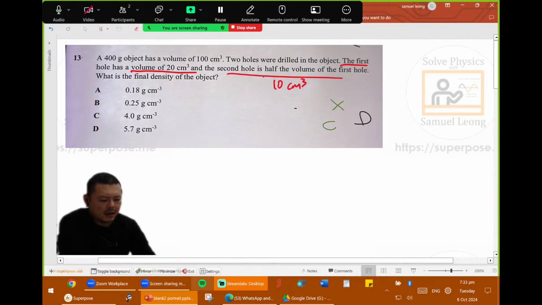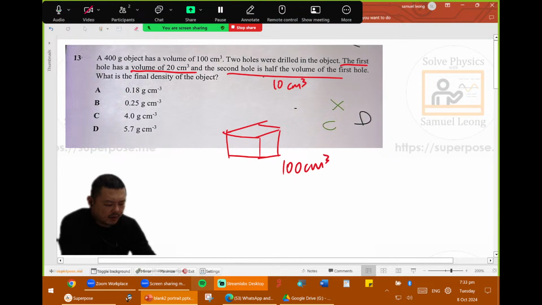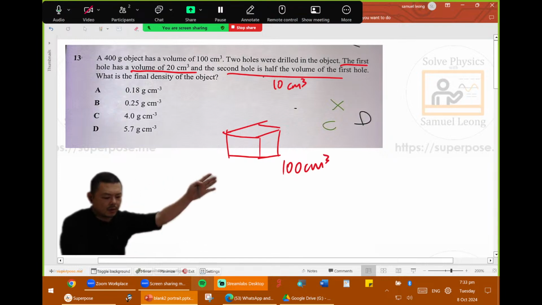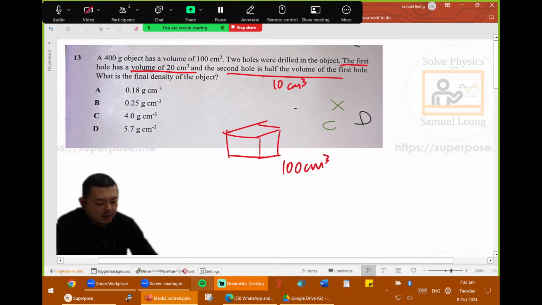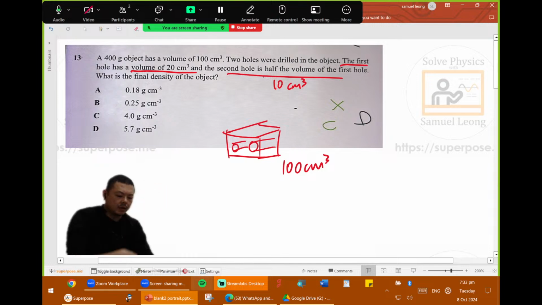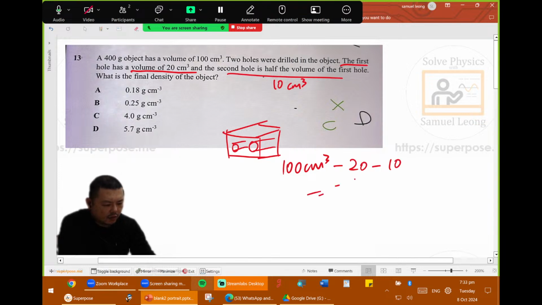So what happens is that you have a material that had 100 cm cube at first. You can see there's 100 cm cube here, right? And then you drill one hole, and then you drill another hole. Because of the two holes that you drilled, the total volume is now minus 20 and then minus 10. So the new volume is 70 cm cube, right?